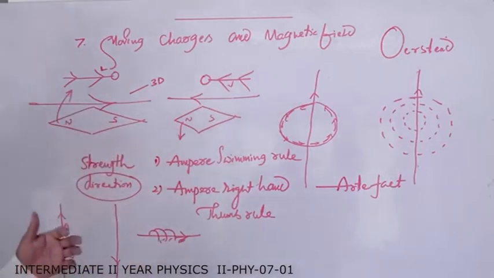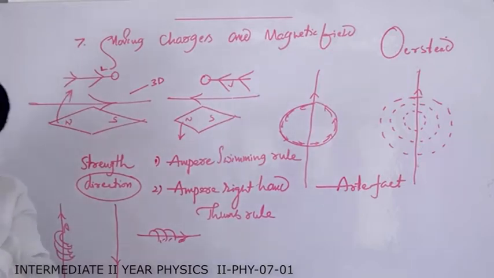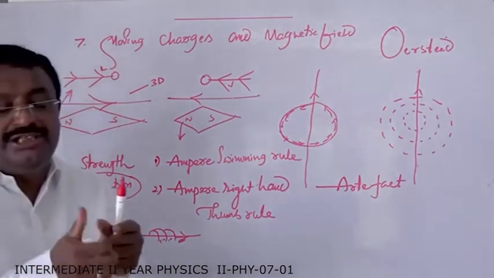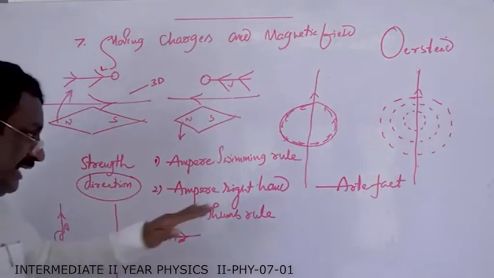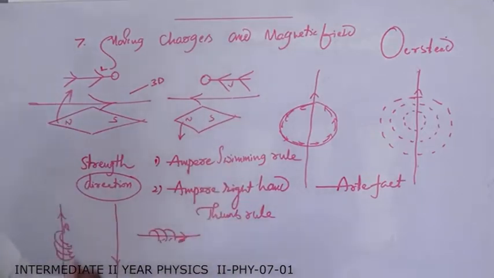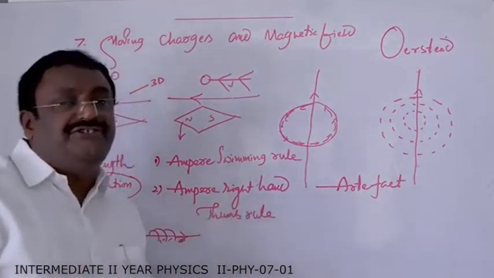Suppose in the case of circular current, if you take a current flowing in a coil in a circular path, in that case the curling fingers indicate the direction of flow of current. The thumb indicates the direction of the magnetic field. So by using the right-hand thumb rule, in every case we can find the direction of the magnetic field.